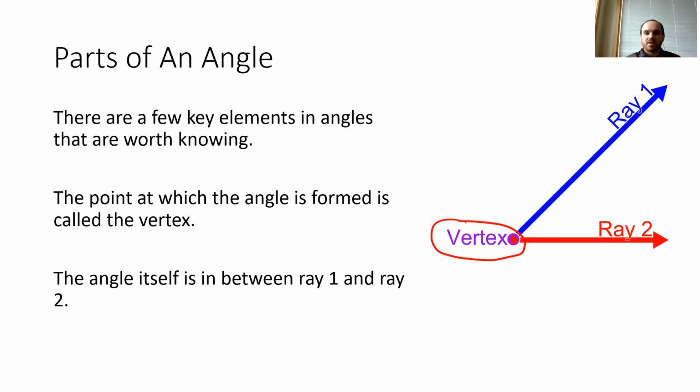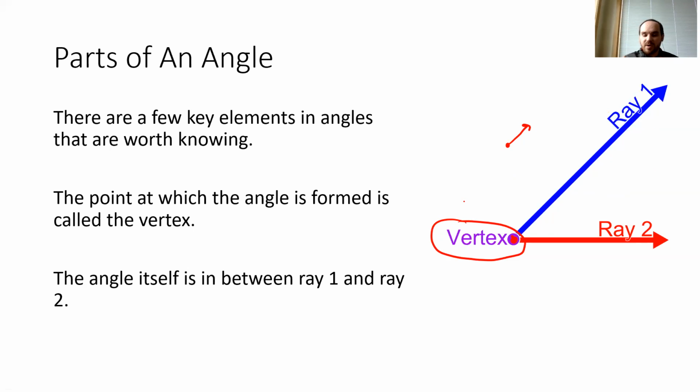Now, the ray one and ray two labels here, rays are just line segments that start with a closed point and then end in an arrow. But these can be lines, they can be line segments. It doesn't actually matter. They don't need to be rays. The picture that I got just happened to label them rays.